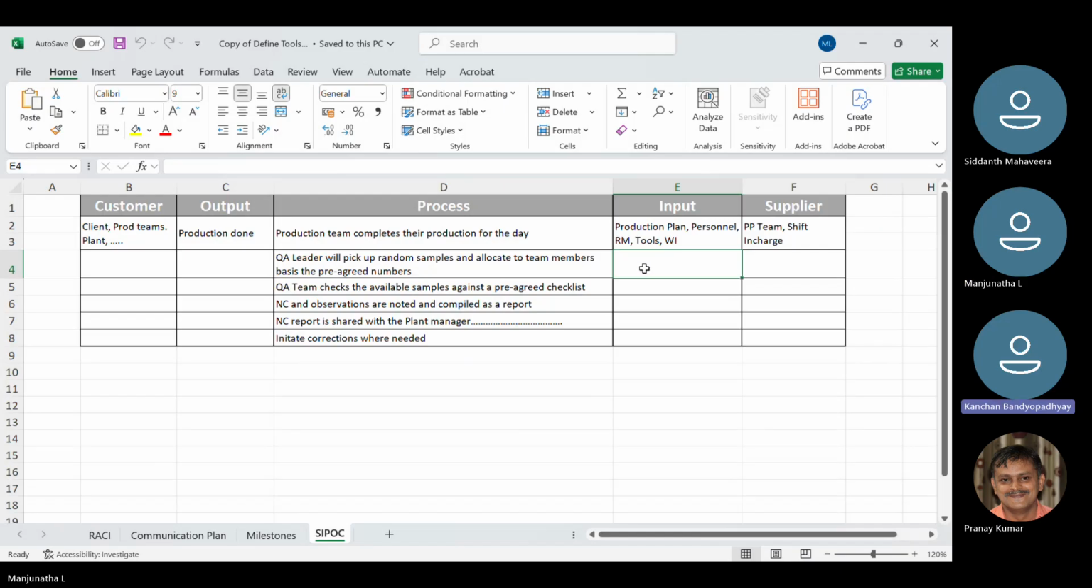So let me check what would be the input. Checkpoints, right? Checklist. Yeah, the input should be the checklist. Next. The output is the observations, from the checklist.